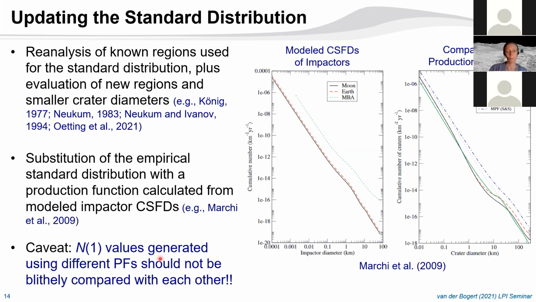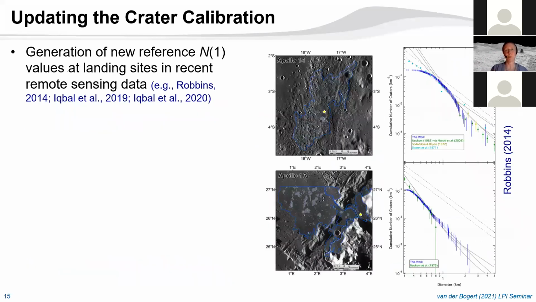Okay, so not only could we update the production function, but we can also update the crater calibration. This is where you would choose new reference locations, using the new data sets that we have. Neuquén used a lot of lunar orbiter data and Apollo metric camera data, and now we have many new data sets.